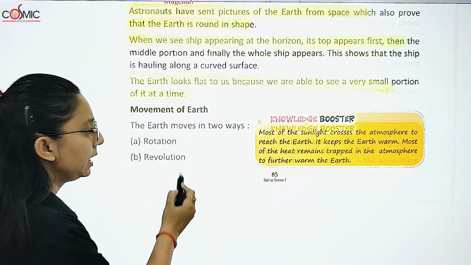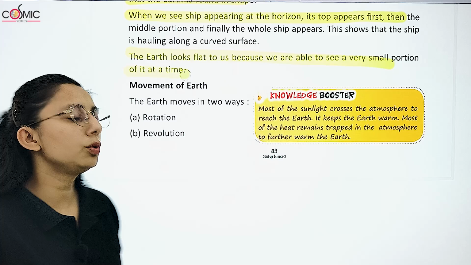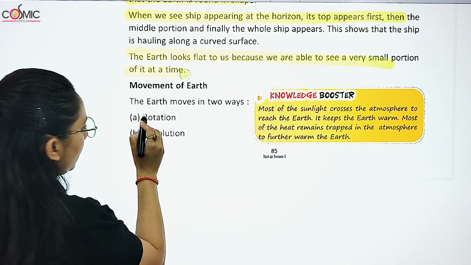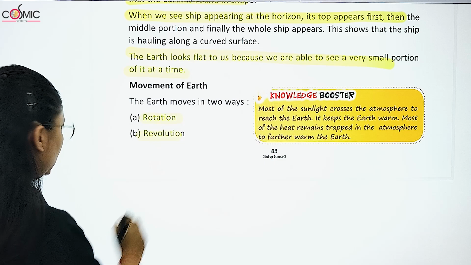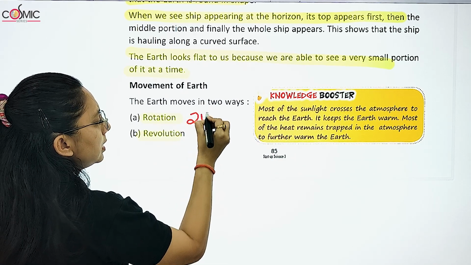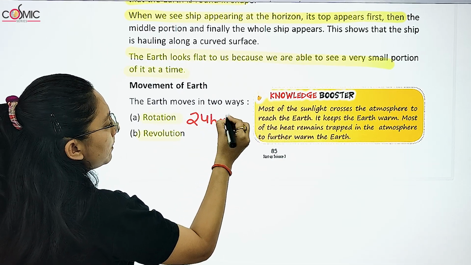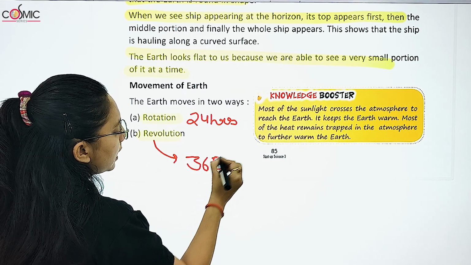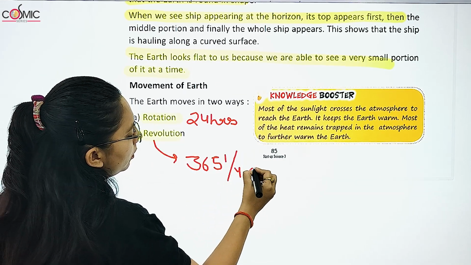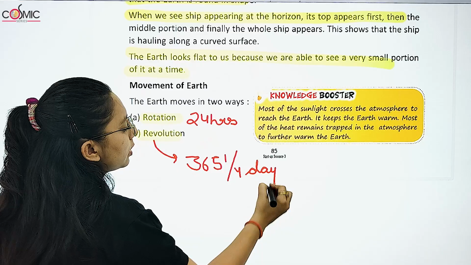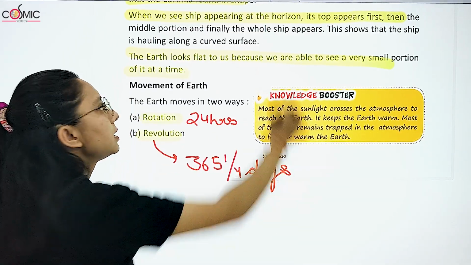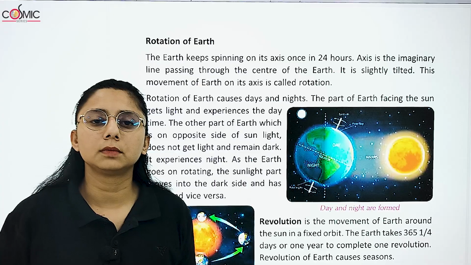So we have movement of the earth. Earth does 2 types of movement: rotation and revolution. If we talk about rotation, it takes 24 hours to complete one rotation, and if we talk about revolution, it takes 365 1 by 4 days, right? And in rotation there are changes in day and night, and in revolution there are changes in season, right?